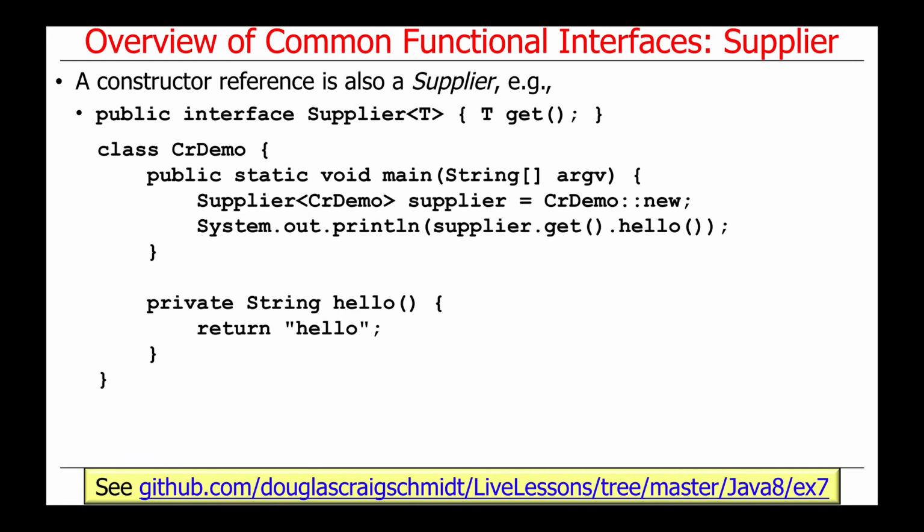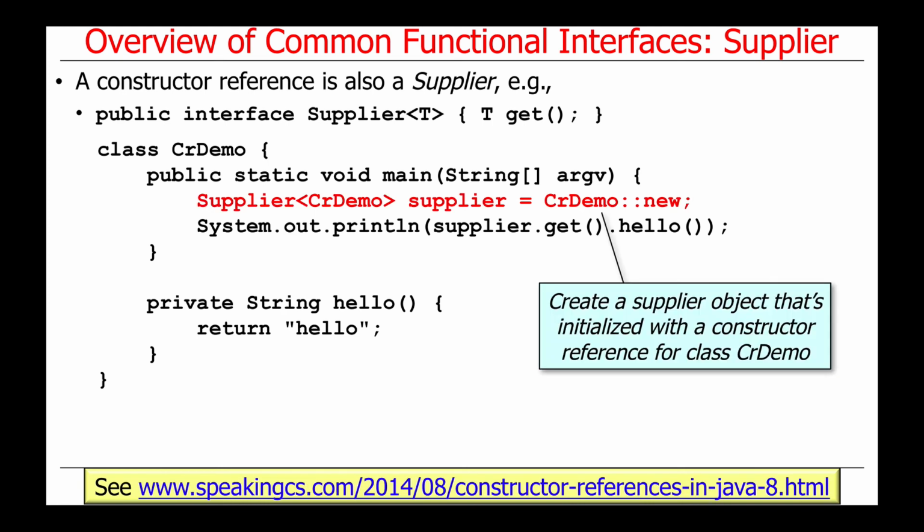There's also ways of using suppliers for so-called constructor references, which turn out to be useful for a whole variety of different factory patterns. Here's a simple example that you can get from my GitHub account. In this case, we're going to have something called CRDemo, which is a class with a main method. And what it's going to do is define a constructor reference, or rather a supplier, that will hold a constructor reference in it. So the supplier is parameterized by CRDemo, and then it's going to be assigned CRDemo::new. And that is essentially what's called a constructor reference. So we're going to store that into the supplier.